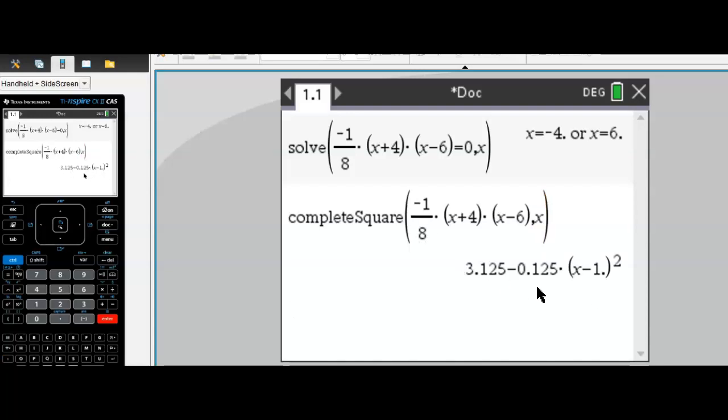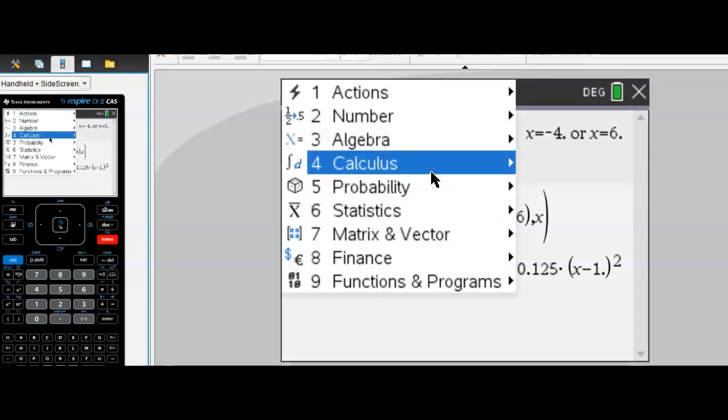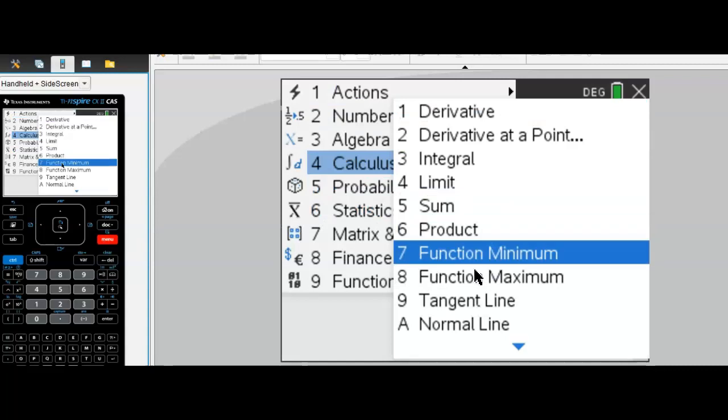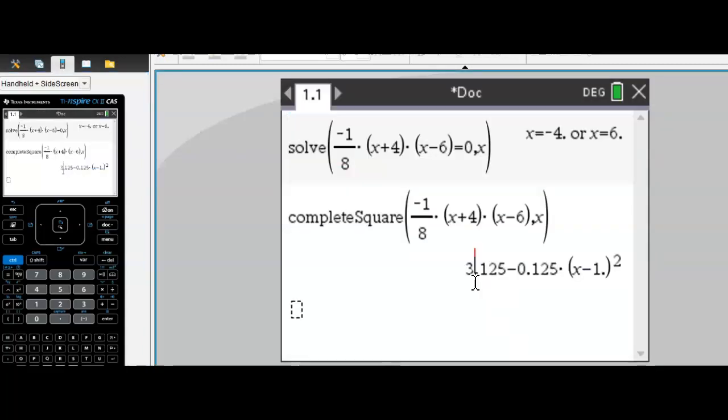The thing is, the calculator doesn't start with a negative, so your value of K is actually at the beginning instead of at the end. So it does look a little bit weird, but 3.125 is K and H is 1. So there's your turning point there. You can also get your turning point by going to calculus function maximum. And, whoops, actually make sure your calculator is correct.